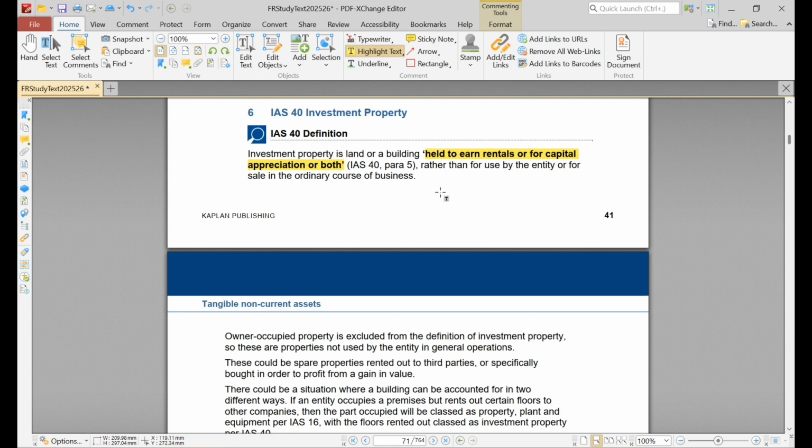Now, remember while we were studying the definition of IAS 16 property, plant, and equipment, the condition was that it should be used for business purposes. But that is not the case for investment property. Investment property is held for rentals, that is, you earn rental income from it, or capital appreciation. It is not used by the entity in the business on a day to day basis. It is for rentals or capital appreciation.